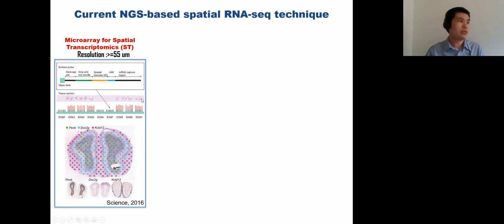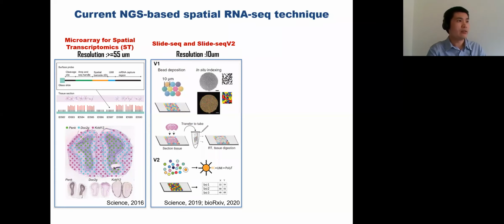They just place the tissue on top of the spots array. Then you have this spatial barcode. By sequencing this barcode, you can retrieve the information of each spot. At this stage, I think this technology was already adopted by 10x Genomics. They use their Visium technology, basically based on this technique from 2016, but they have better resolution now, around 55 micrometer.